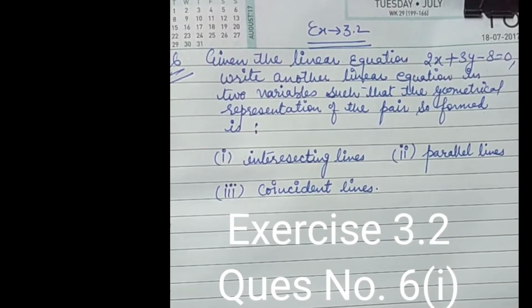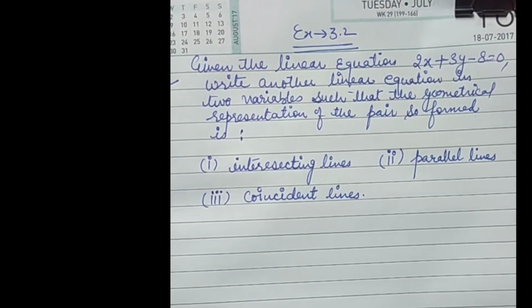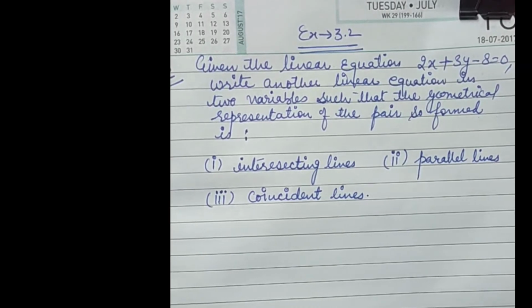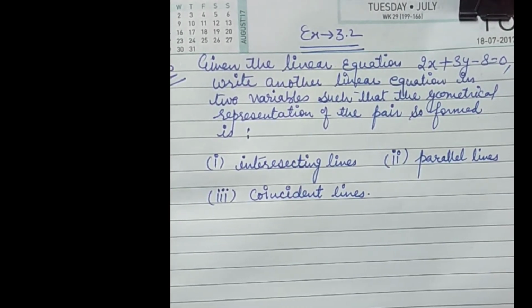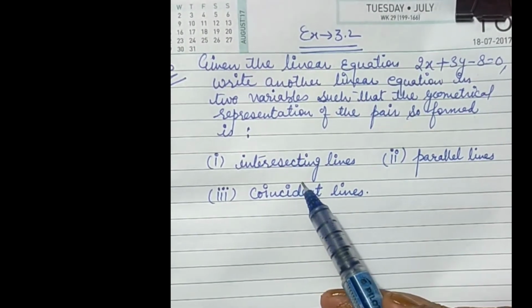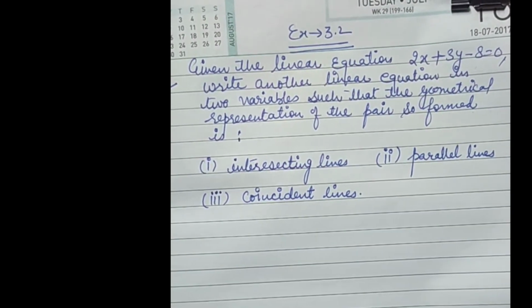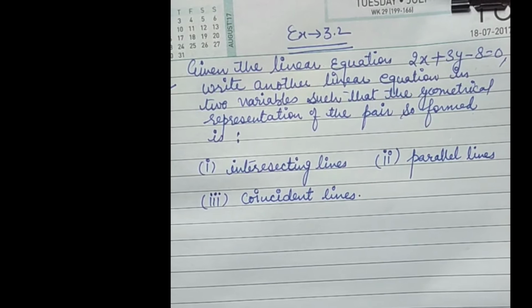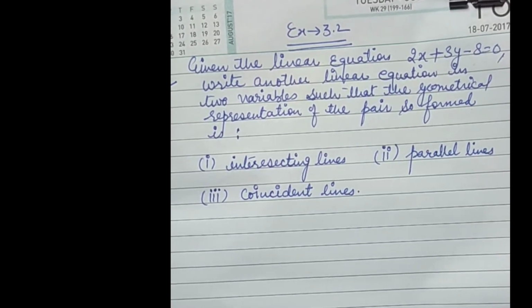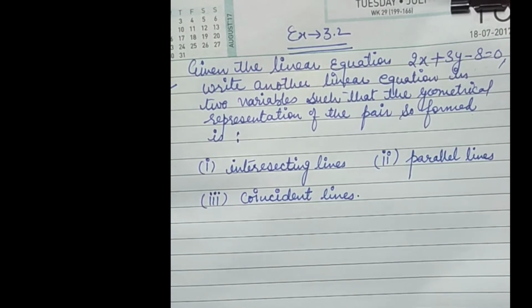Given the linear equation 2x plus 3y minus 8 equals to 0, write another linear equation in 2 variables such that the geometrical representation of the pair so formed is intersecting lines, parallel lines and coincident lines. In my previous video, I have explained thoroughly when the lines are intersecting, or when they are parallel, or when they coincide each other. This is called graphical or geometrical interpretation. I'll give you the link in the description box.